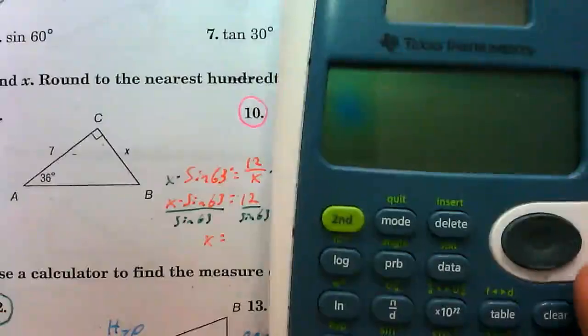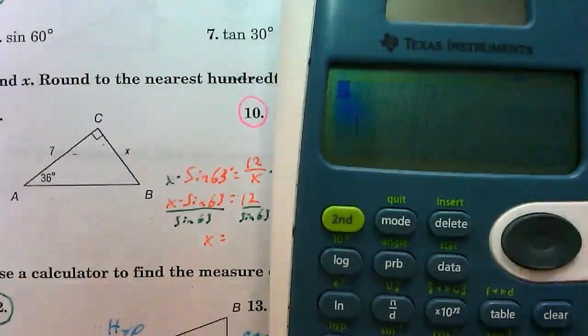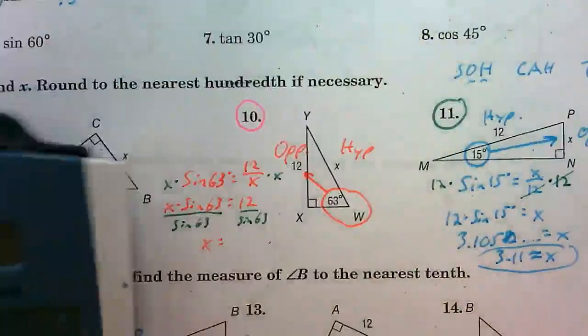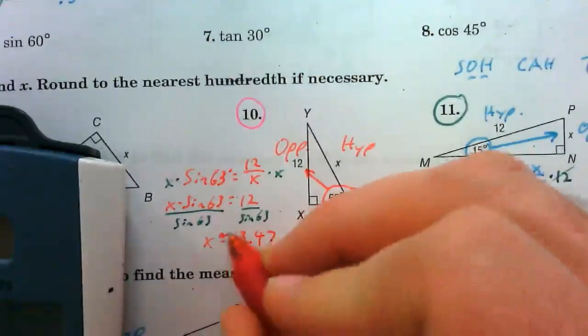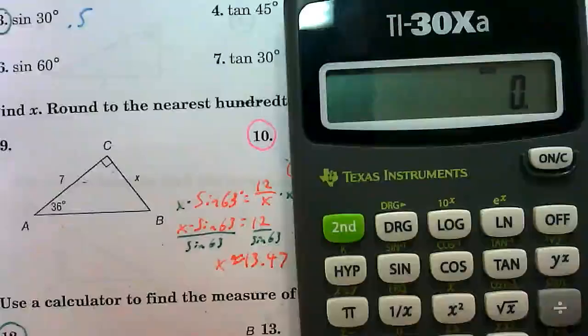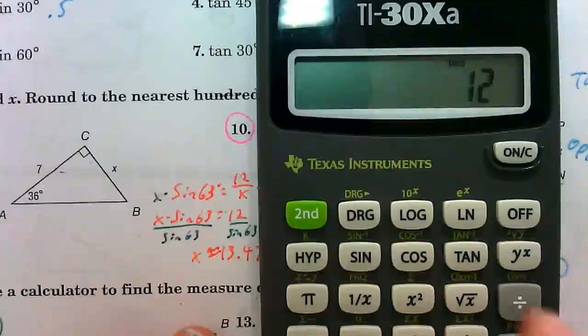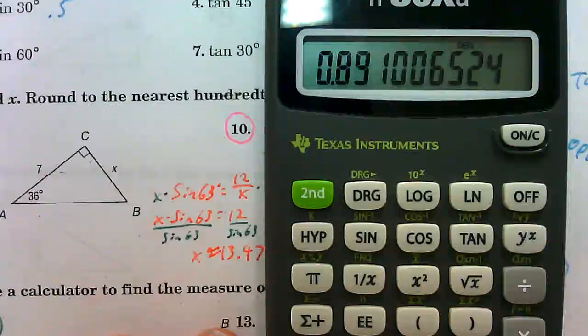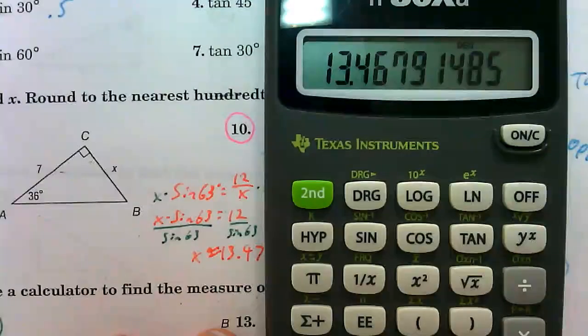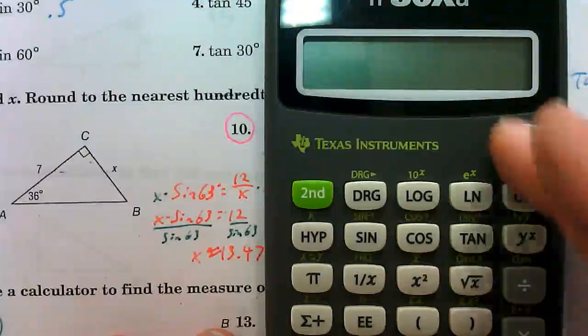Again, it doesn't matter which version. If I do this one, I'll show it on both calculators this time. 12 divided by sine of 63 is 13.467, which I'll round up to 13.47. If I had done it on the other calculator, again, I can type the whole thing in. You just got to be careful with how you type it. 12 divided by 63 sine equals. Again, I type the whole thing in. You just have to know how to type it in.